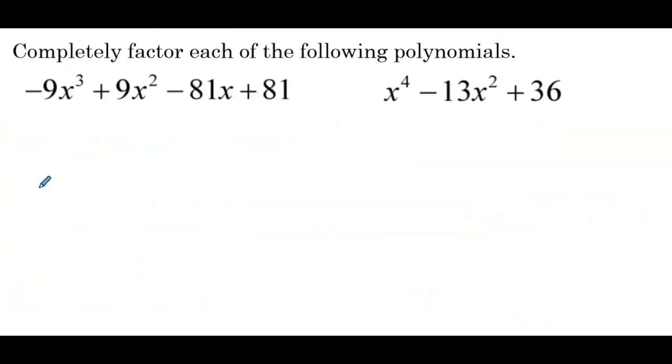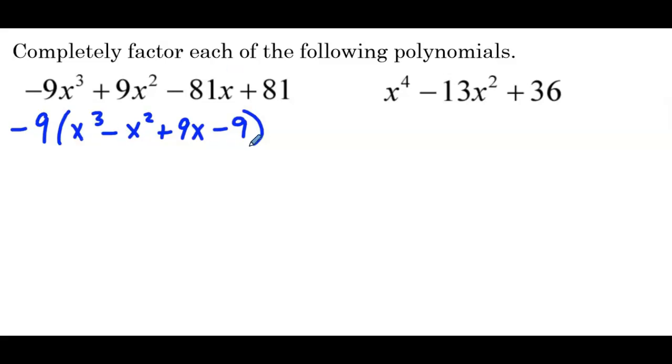Next up, negative 9x cubed plus 9x squared minus 81x plus 81. So the first thing, we'll take a greatest common factor of, let's take the negative out too with the 9, so we have a positive leading coefficient. So we factor out a negative 9. That's going to be x cubed minus x squared plus 9x minus 9.